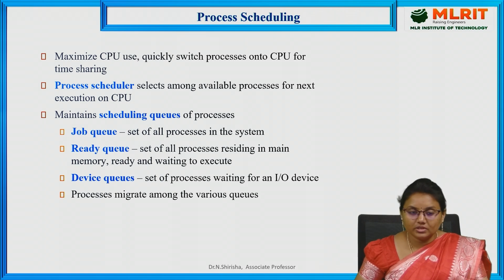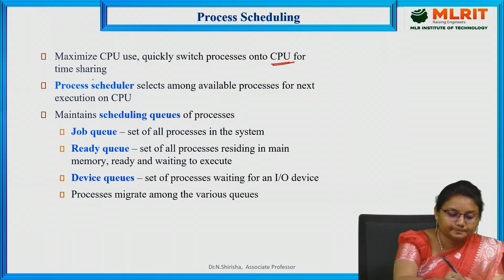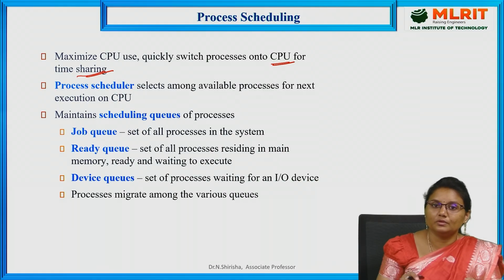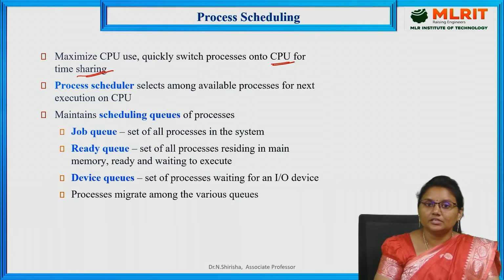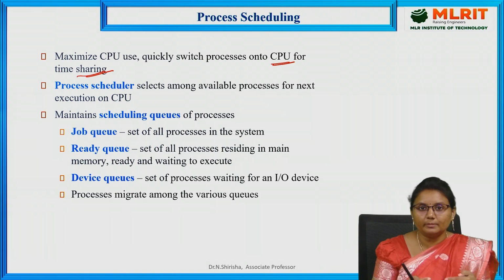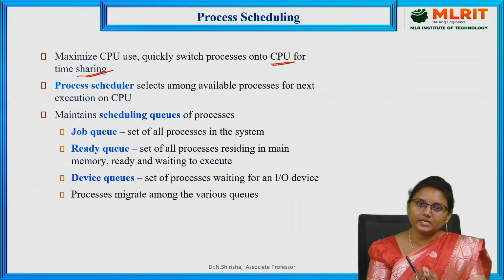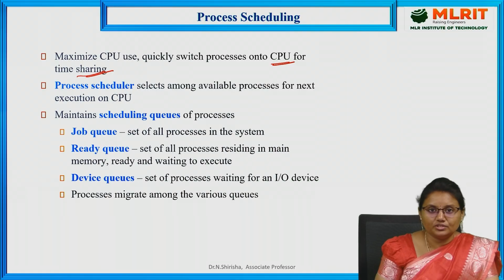The goal is maximum CPU use, quickly switching processes on the CPU for time sharing. Because when you have multiple processes, if P1 is executing and gets an interrupt and wants to wait for particular input output, then the CPU is wasting its time. So the time can be shared with the other process so that P1 or P2 can execute. In that way, the time is shared between the processes, so that the CPU is always busy with one of the processes. In that way, we are increasing the performance and efficiency of a processor.